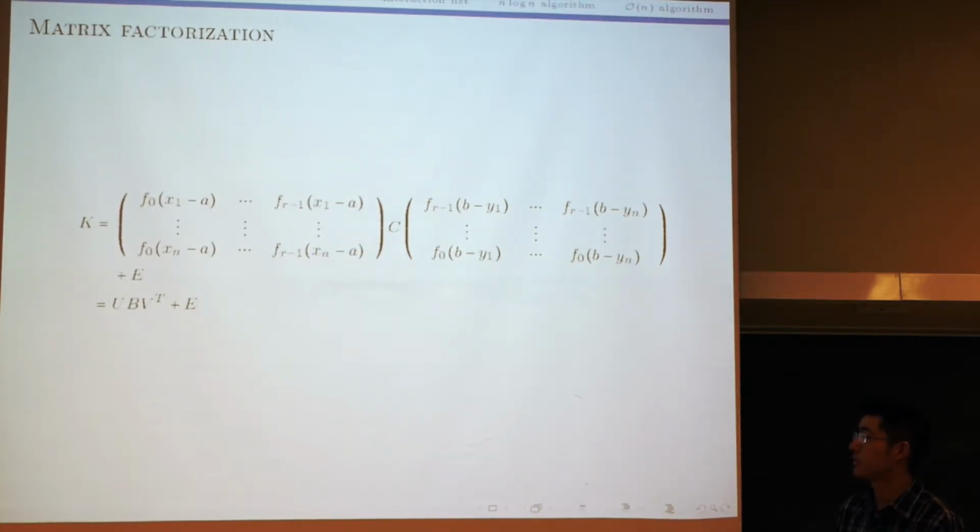In previous slides, we showed how to factorize a single term k(x, y), and if we have many points x1 to xn and y1 to yn, we can actually factorize the original kernel matrix in the form of U C V transpose.